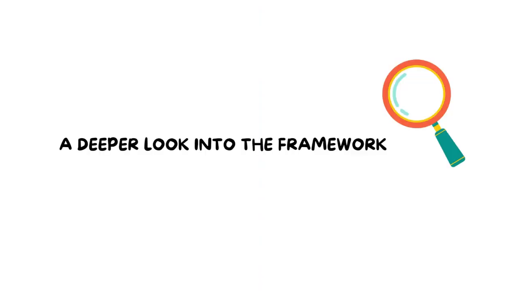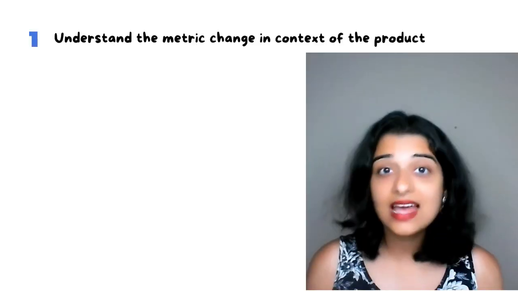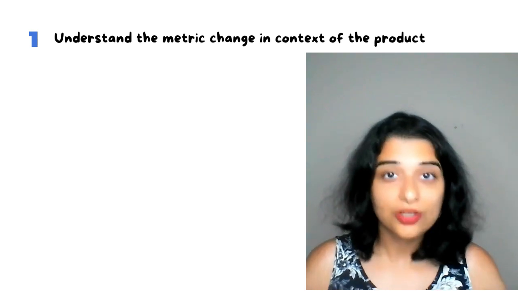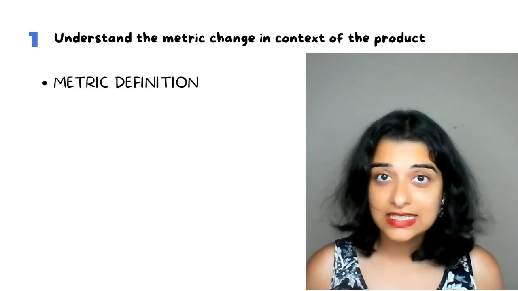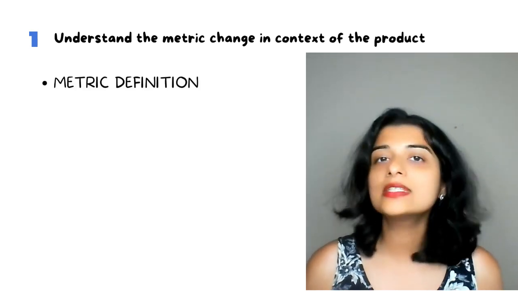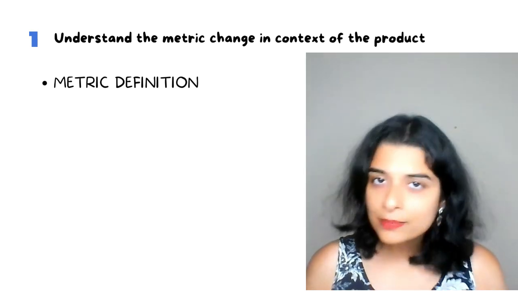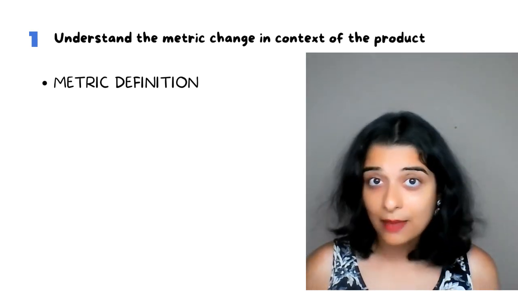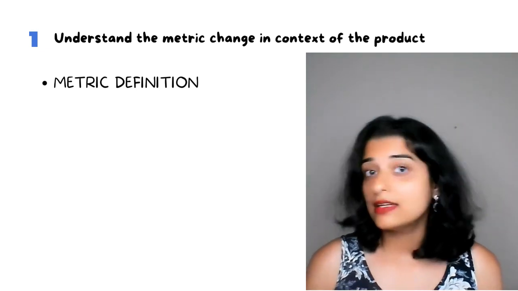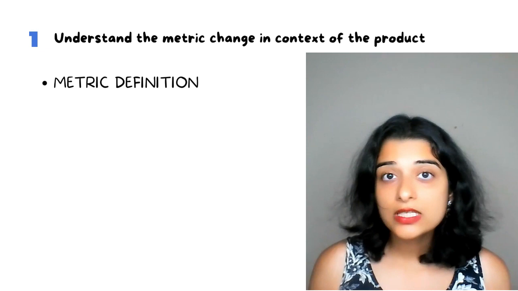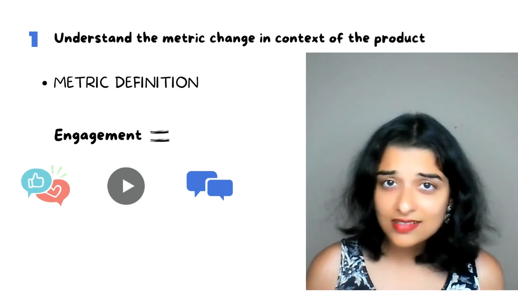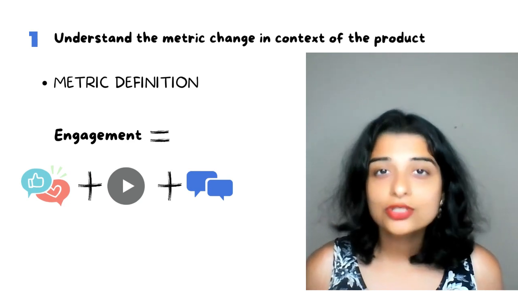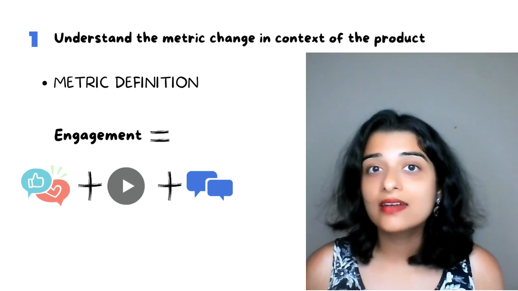So let's get deeper into the 4 steps of this framework, starting with the first one, which is understanding this metric in context of the product. There are 2 things to be done here. First part of this step is to comprehend how this metric is defined. Sometimes it's straightforward and sometimes there is ambiguity. For example, if they tell you user engagement of TikTok is down, do they mean views, likes, shares, or all of them? So it is important to really understand the metric definition.